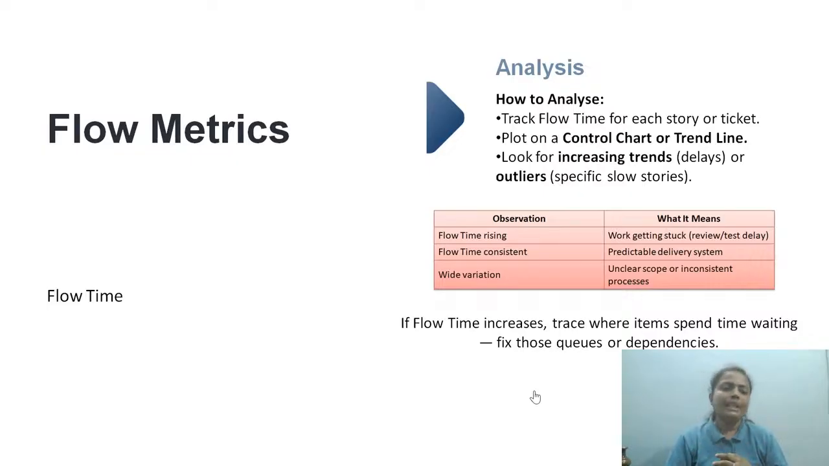So if flow time increases, trace where items spend more time. Can be waiting or maybe block time, but where they are investing too much time. Fix those problems, fix those dependencies, fix those issues. Maybe, let me give an example. Always in your system, you see that whenever a ticket is moved to the review stage, there is always a problem. It takes 3 days of waiting period. Why is there no strong process to stop this waiting queue?